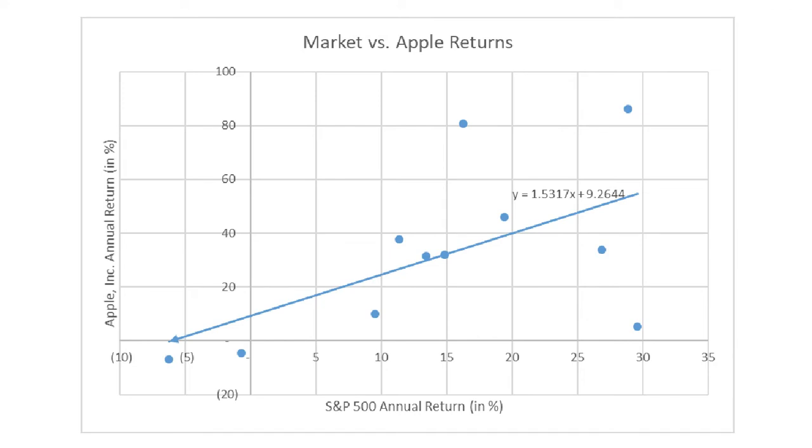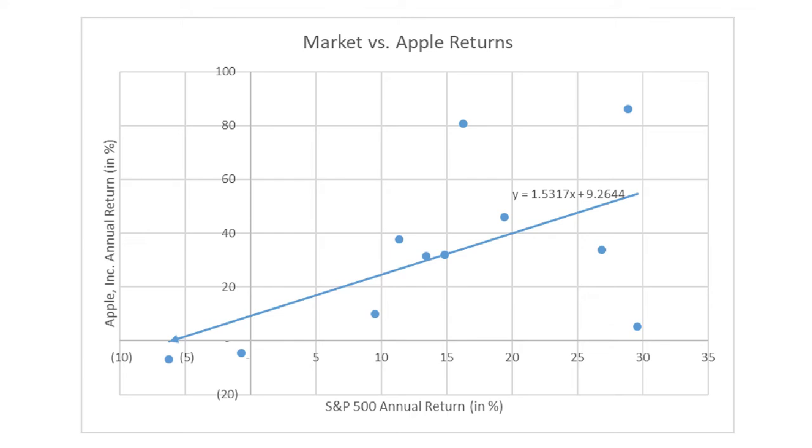Here, this graph comes directly from an Excel spreadsheet. We noticed from the line of best fit that there's a slope on that line of 1.53. What does that say to us again? That tells us if we have an increase in the market in a given year of 1%, there will be a 1.53% increase in Apple Inc.